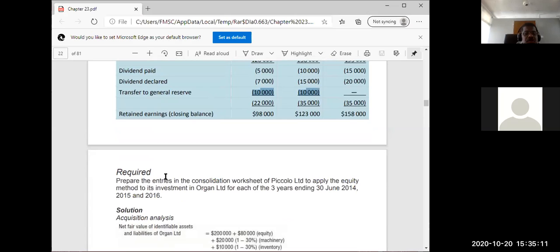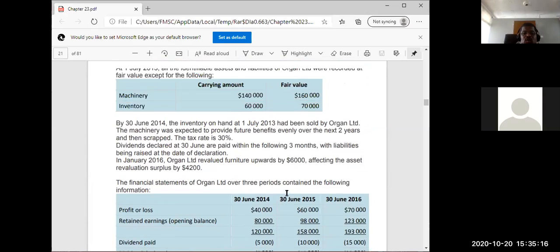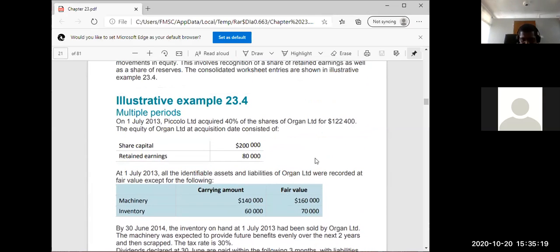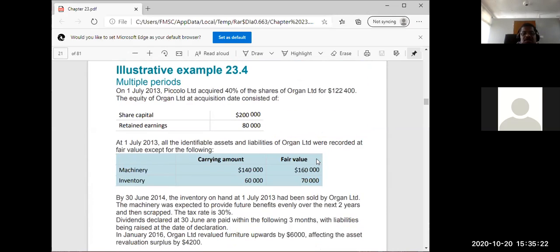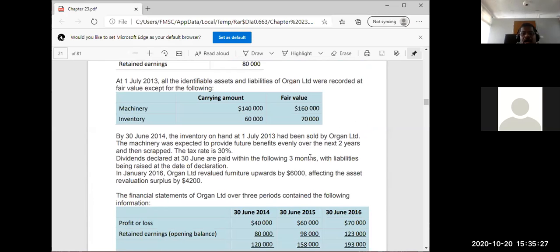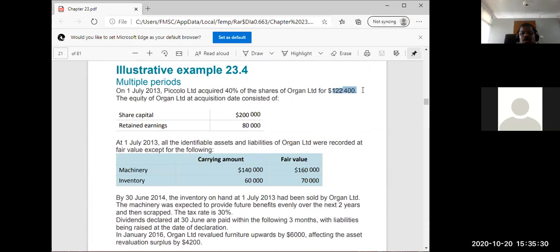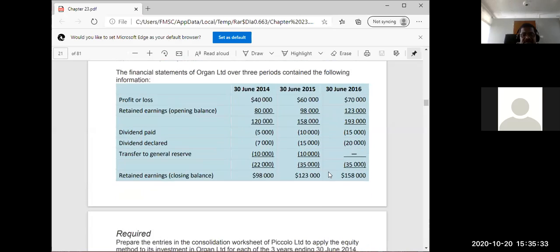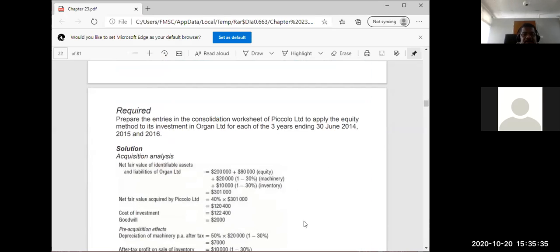So coming back to the question, prepare the entries for consolidation. What I am asking is, can you calculate the goodwill of this question? Goodwill is very simple. Investment, you can take 122,400. The answer is with me. So we will see the answer, because it's easier for me to discuss the answer on these sheets rather than writing. Now you can remember the cost of investment is here, right?